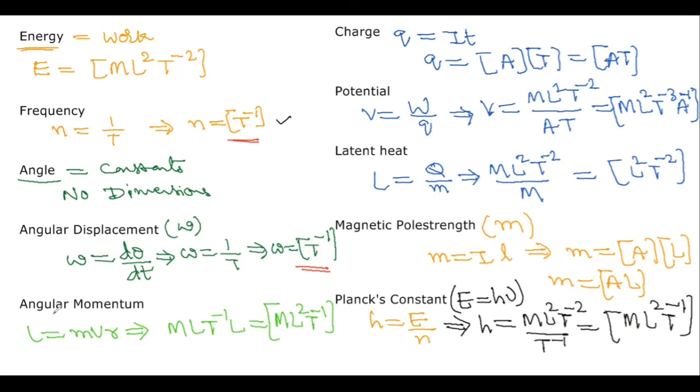Just see here, angular momentum is ML square T power minus 1, and Planck's constant also has the same dimensions as angular momentum. Just now I said different physical quantities can have the same dimensional formula. So it is also possible.